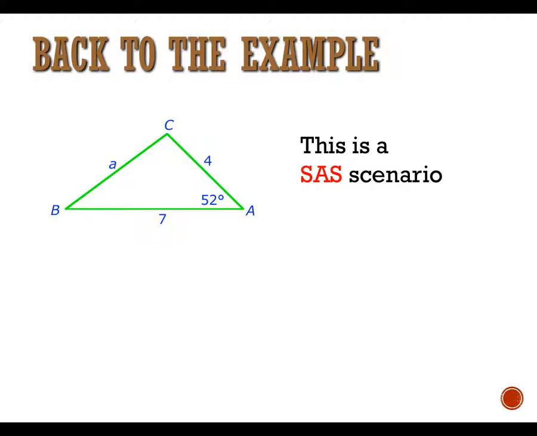So we're looking for a first. a is opposite angle A. What's b? 4. What's c? 7. How big's angle A? 52. 52. Plug and chug, you get that mess. Now, the nice thing about this bad boy, you can type that whole thing into your calculator in one shot. Go ahead, practice.